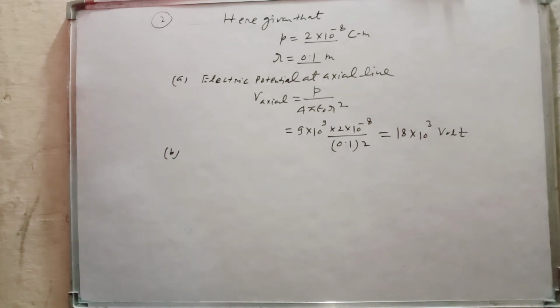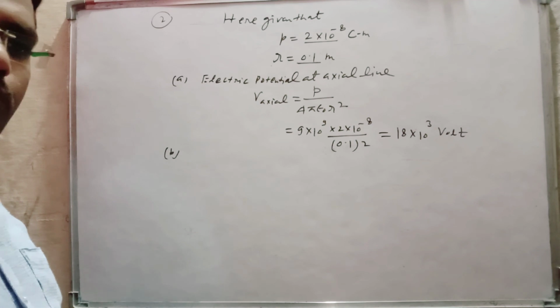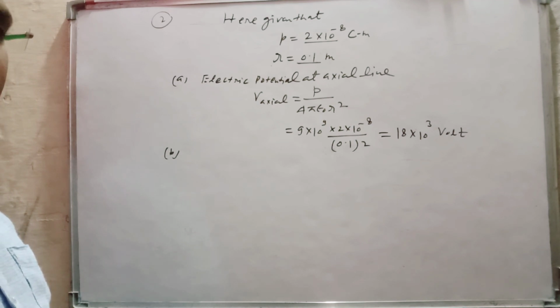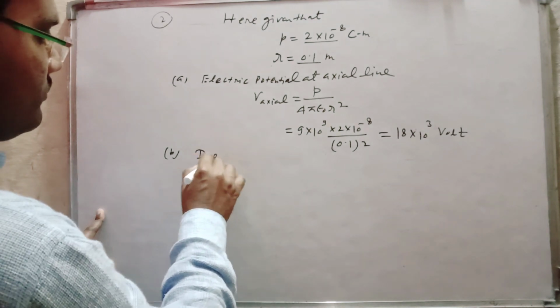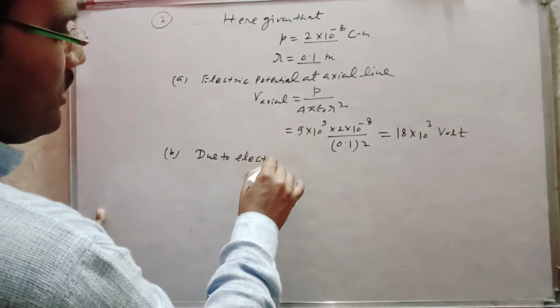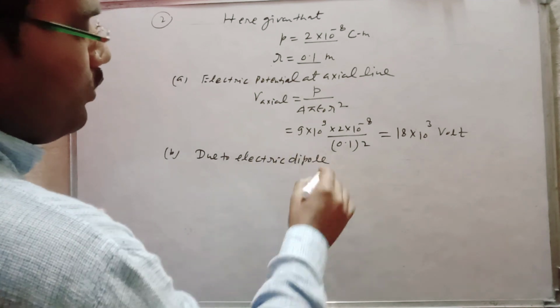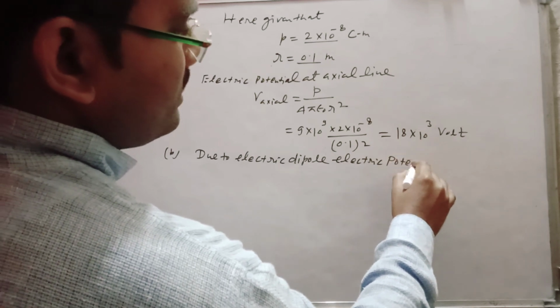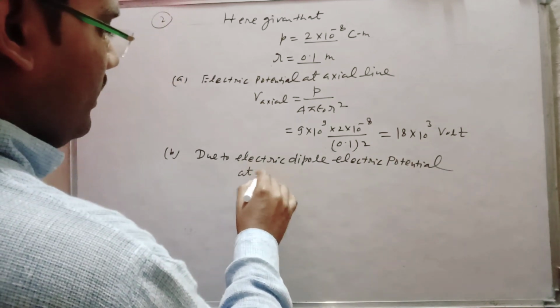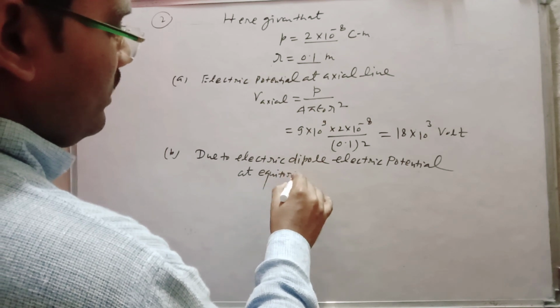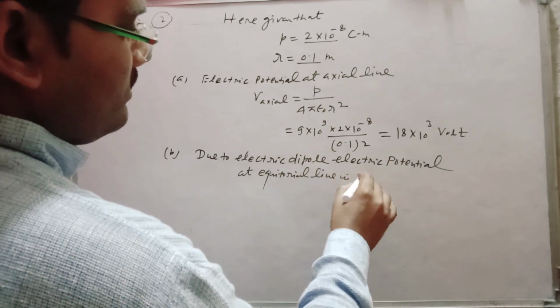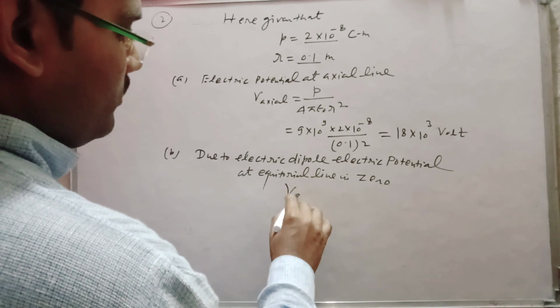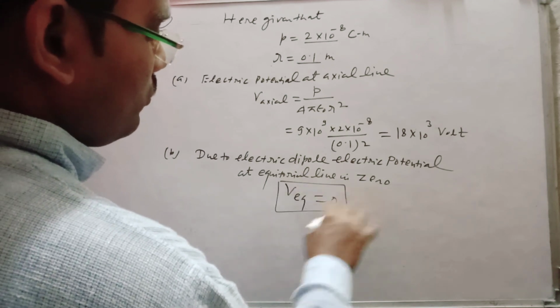Second one is the electric potential at an equatorial point. Due to an electric dipole, electric potential at an equatorial point is always 0. That means V equatorial is equal to 0.